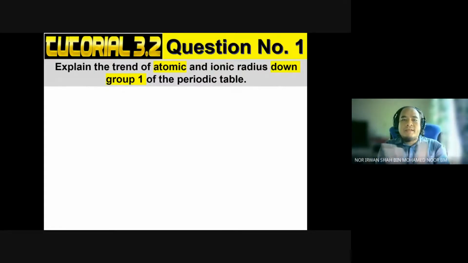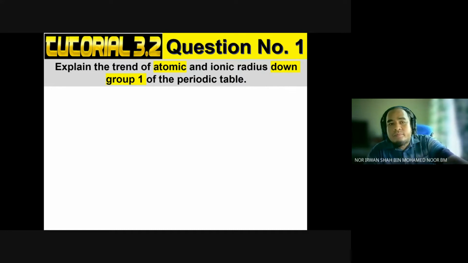Kita pergi pada your tutorial. Tutorial 3.2. Okay, question number 1. Okay guys, so I hope you guys are ready with your tutorial question. Okay, so let's start with the first question. Tutorial 3.2, question number 1. Alright. Explain the trend of atomic and ionic radius down group 1 of the periodic table.